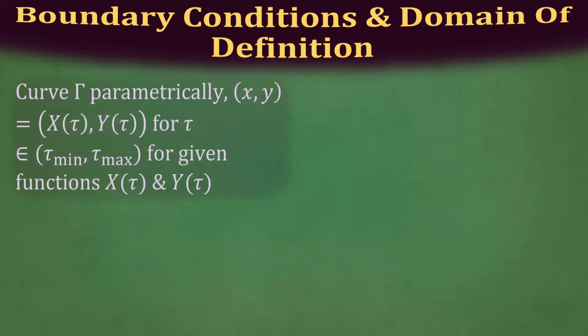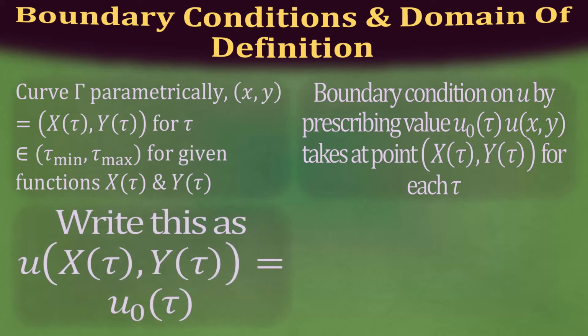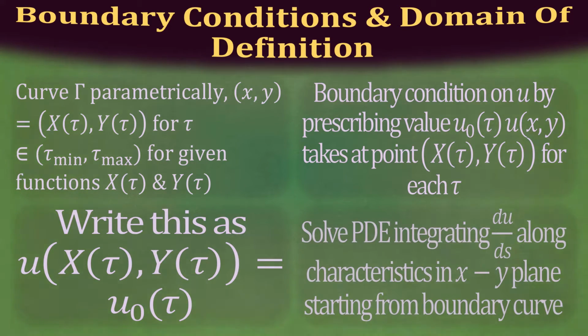We typically define the curve gamma parametrically, writing x, y is equal to x of tau, y of tau for tau between tau min and tau max for some given functions x of tau and y of tau. A boundary condition on u is then written by prescribing the values u0 of tau that u of x, y takes at the point x of tau, y of tau for each tau. We would write this as u of x of tau, y of tau is equal to u0 of tau.